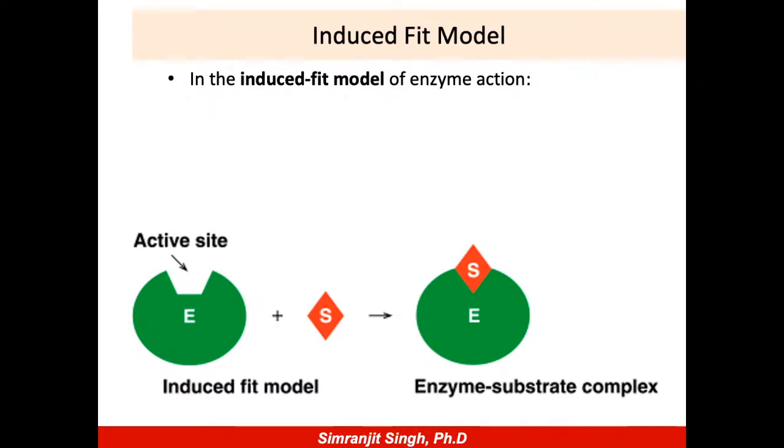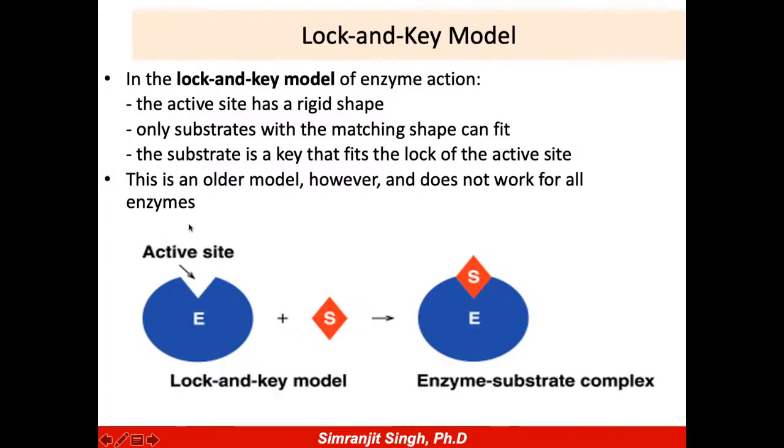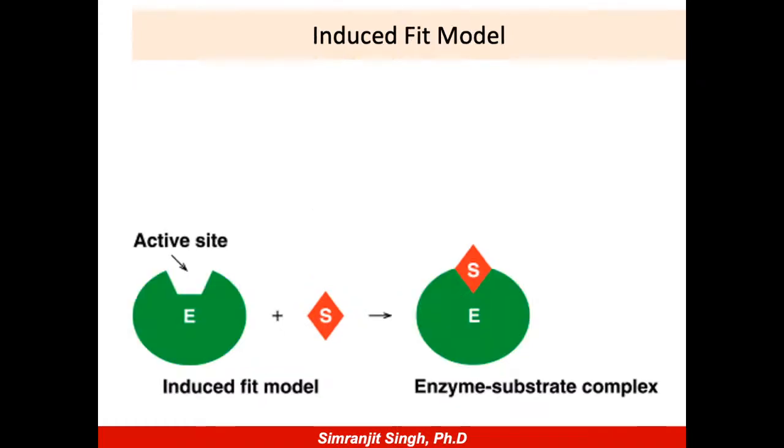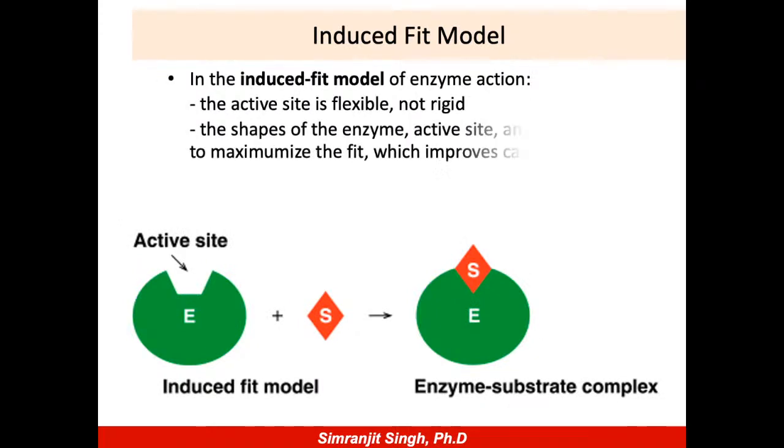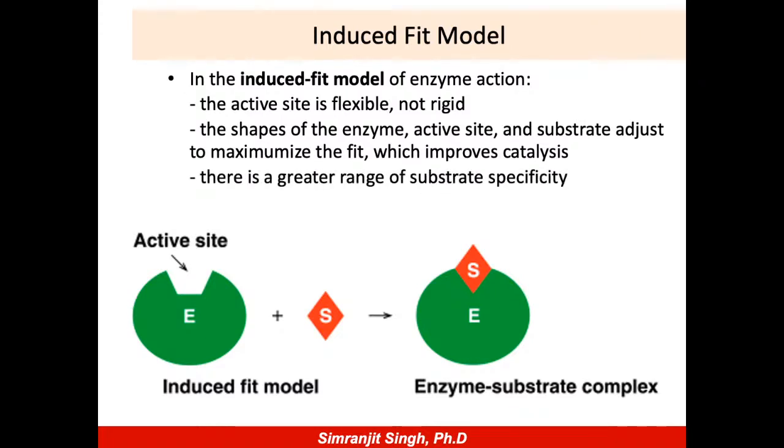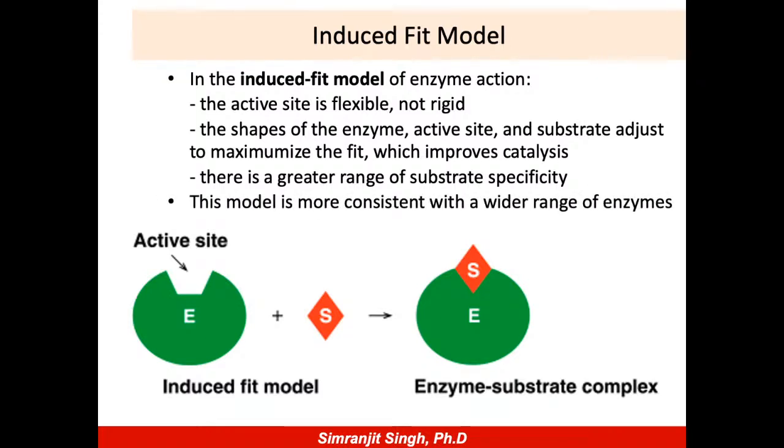So in the lock and key model, we can see it has a rigid shape, and only a specific substrate can fit, but this was not accepted by most of the people. So that's why this model came, which says the enzyme is flexible, the active site is flexible, and any shape could be attached to it, in order to improve the catalysis. And this was accepted by a great range of substrates, and it is more consistent with a wider range of enzymes.